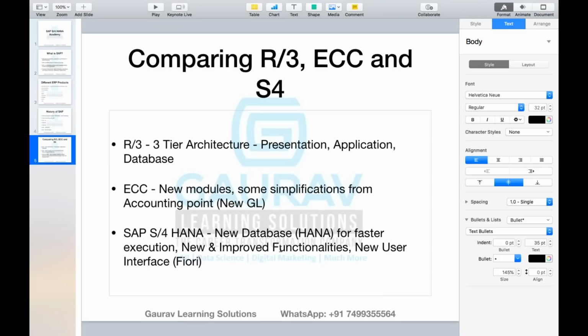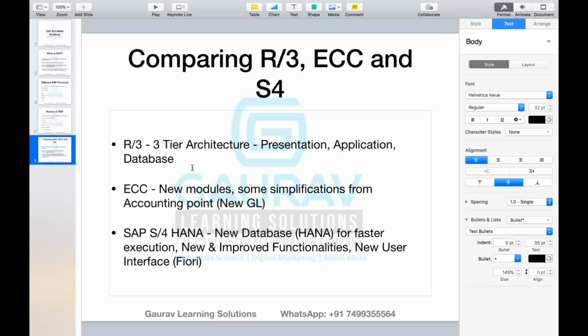Okay, so SAP S4 HANA, just remember 3 things. Why SAP S4 HANA? Number 1, it provides a new database which will make sure that your processes are executing faster. It provides you new and improved functionalities, and it is also providing you the new user interface in terms of Fiori, which will be like a browser-based screen where you'll be able to do the transactions very, very easily. Even there is not much training required for the end user.